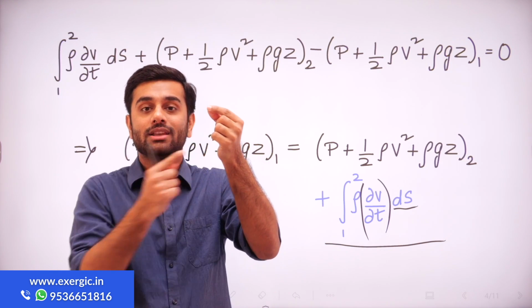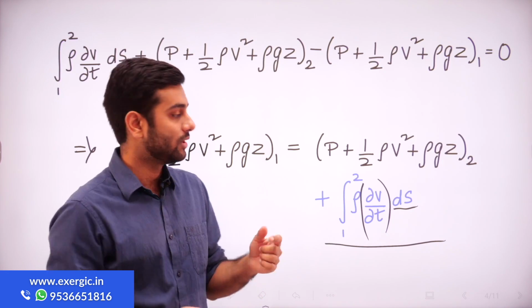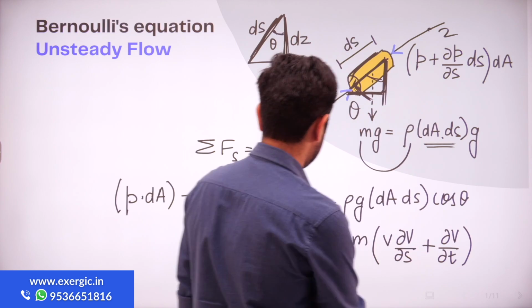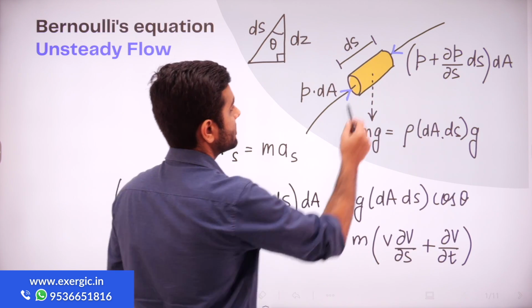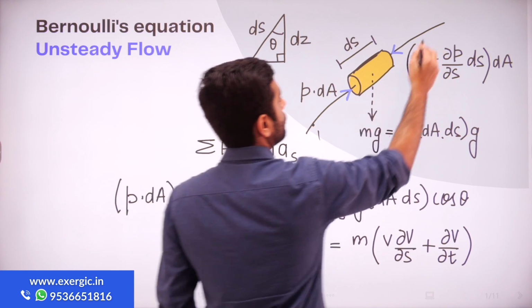Now ds is telling you the streamline length, right? From 1 to 2. What is ds? Any small length. Look at this diagram. What is ds? ds is basically any small length on the streamline from 1 to 2.